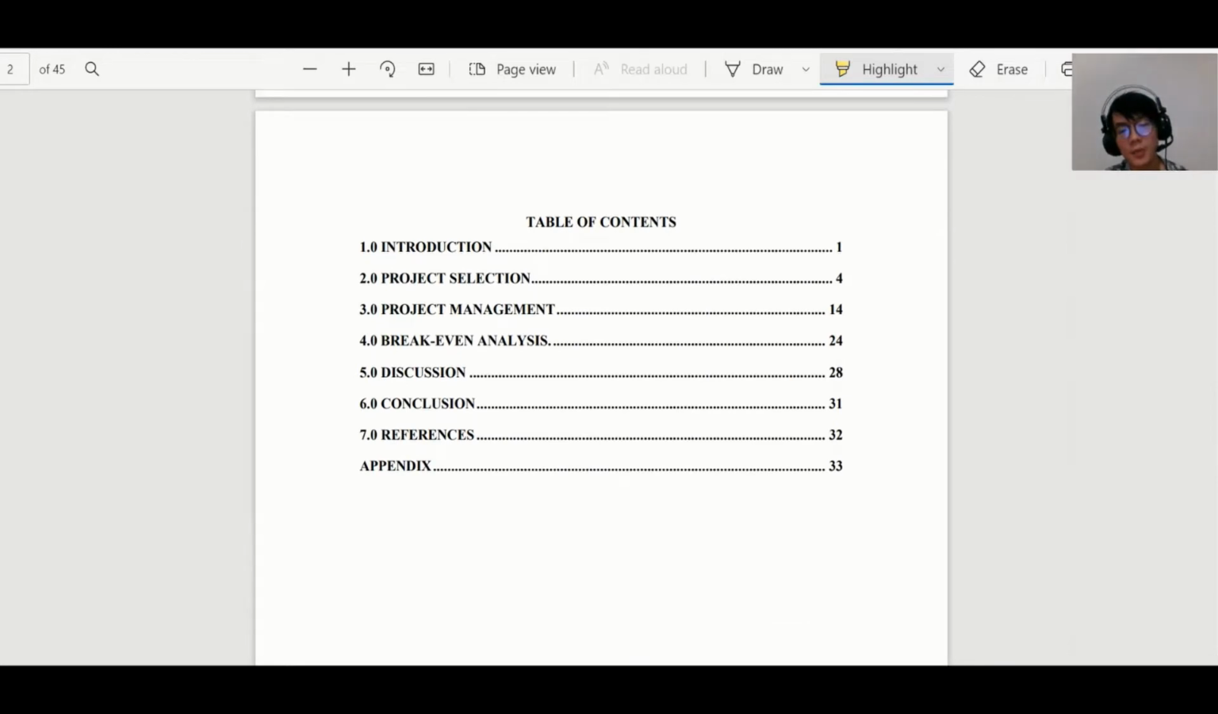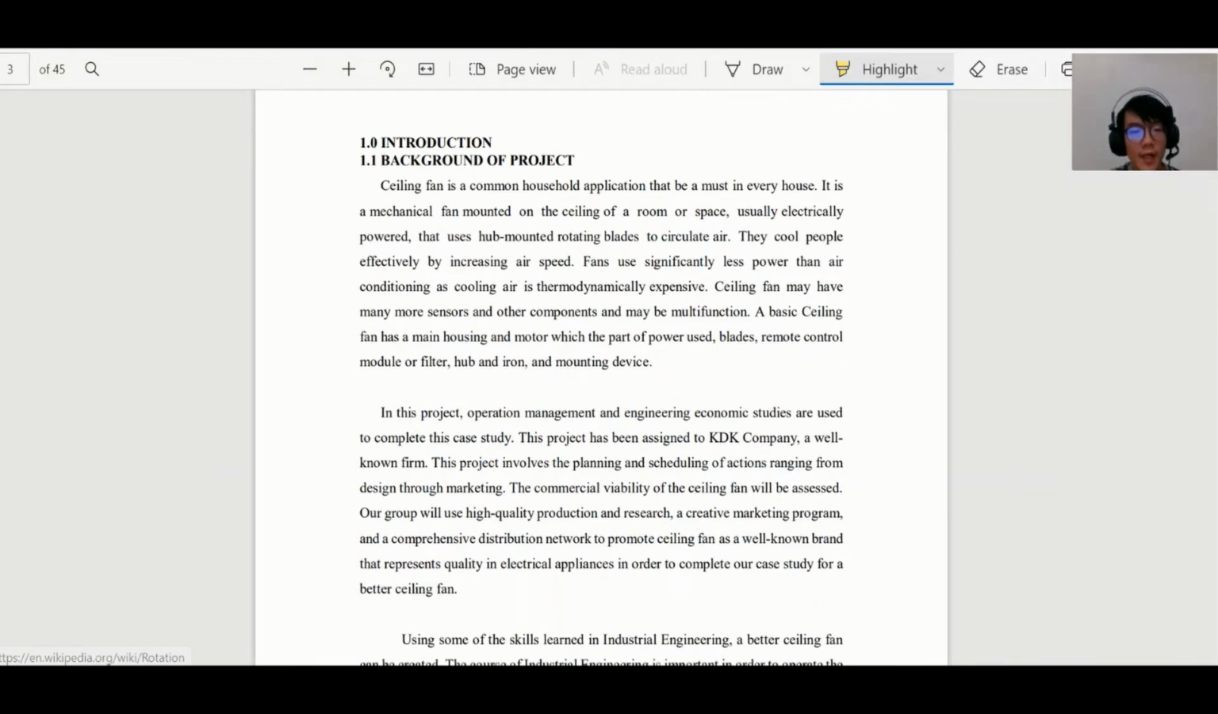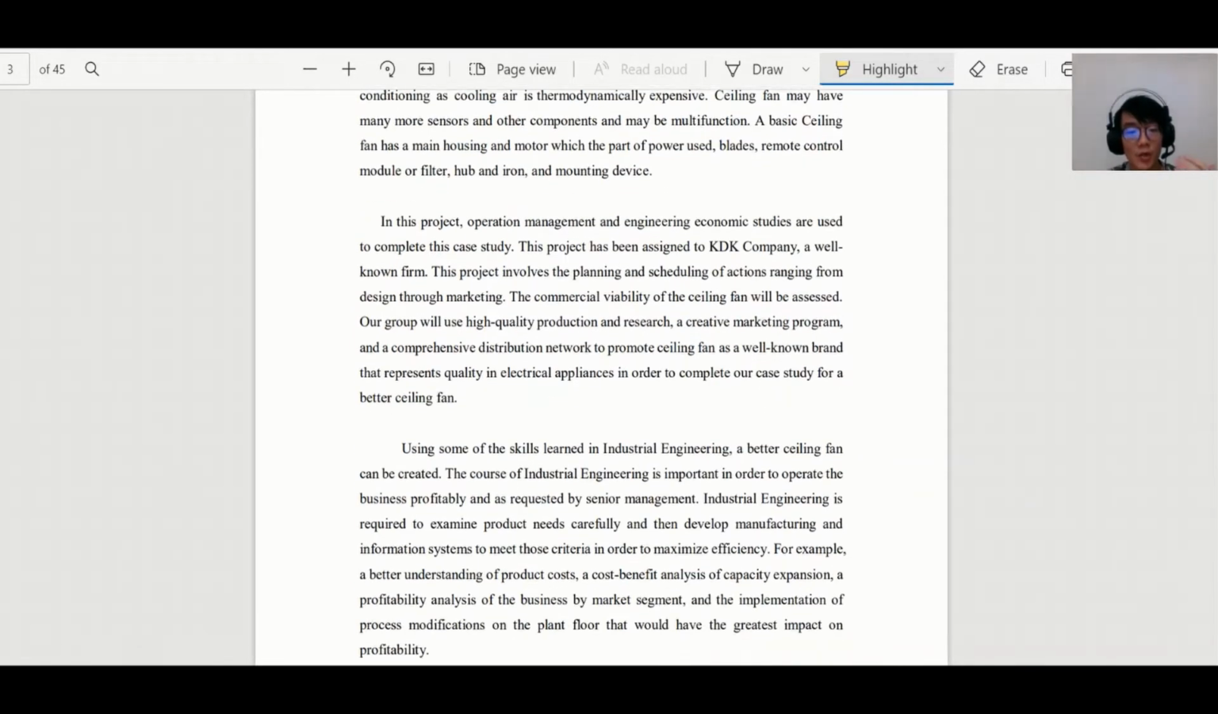So in this project, we are focusing on a few main things, which are project selection, what type of product to be used, and then the project management, the break-even analysis under engineering economy, and also discussion. We want to discuss based on our research, our findings, and also conclusion. So the first part is actually the background of the project. Basically, I'm going to summarize on this.